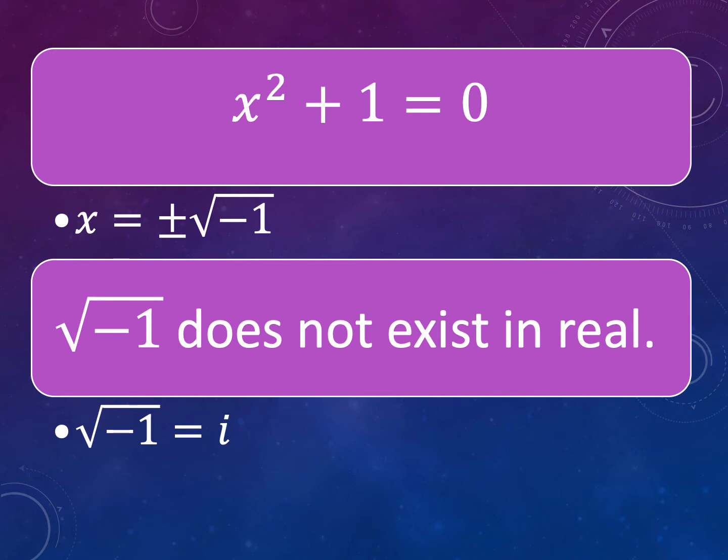Then we square root both sides. We obtain x equal to plus minus square root of negative 1. Square root of negative 1 does not exist in the real numbers R. So we denote square root of negative 1 equal to i. So our solution for x squared plus 1 equal to 0 is negative i and positive i.